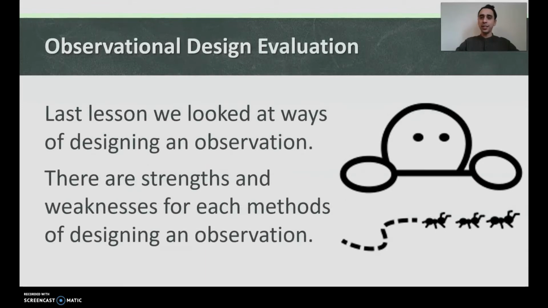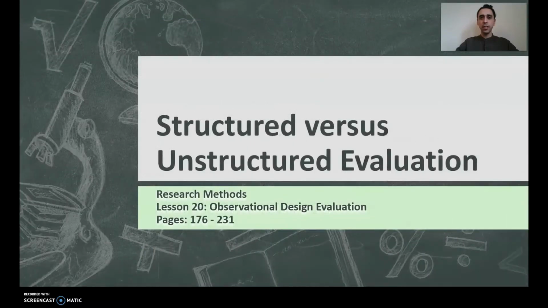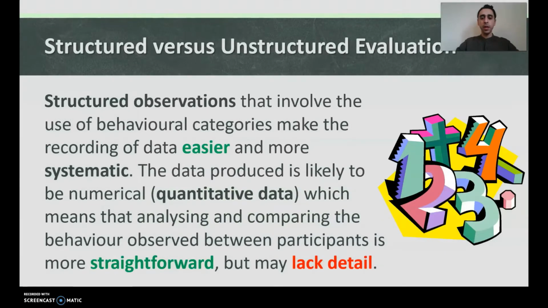Okay. Last lesson, we looked at ways of designing an observation. There are strengths and weaknesses for each method. Let's have a look at structured versus unstructured first of all. Structured observations that involve the use of behavioral categories make the recording of data easier. This is a strength, and more systematic. The data produced is likely to be numerical, which is quantitative data, which means that analyzing and comparing the behavior observed between participants is more straightforward. However, it may lack detail.